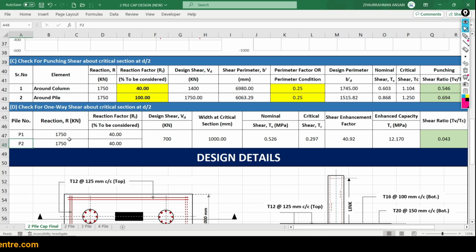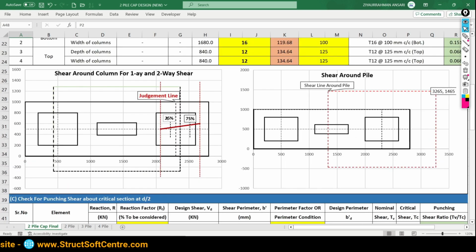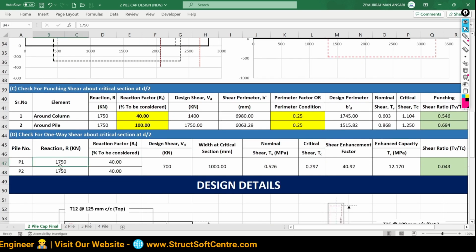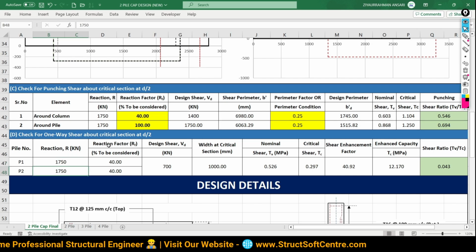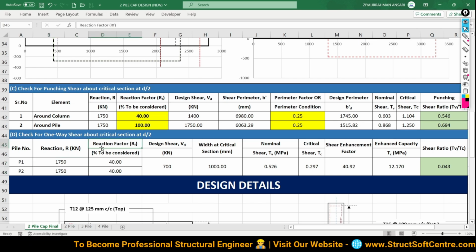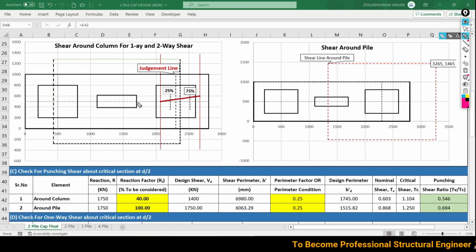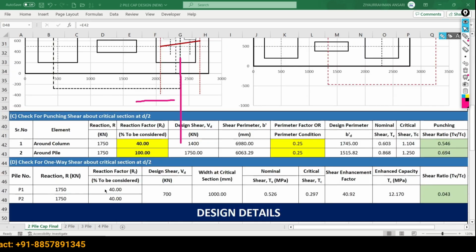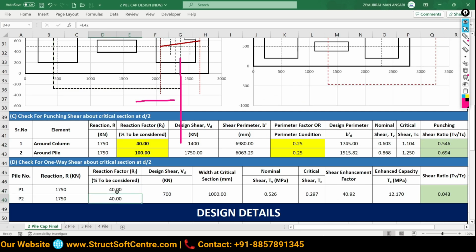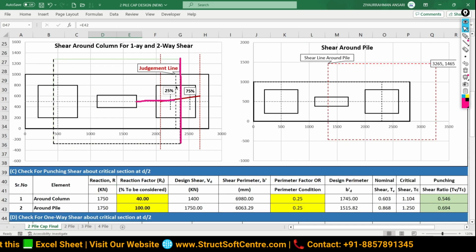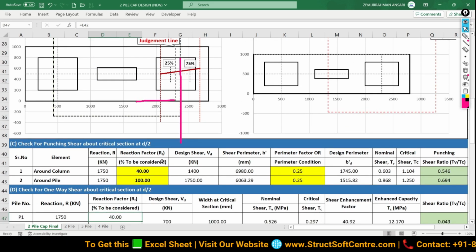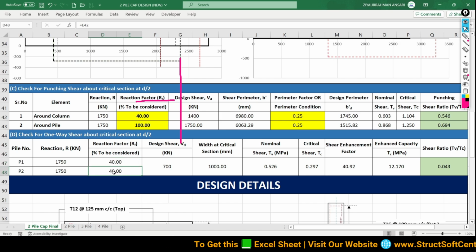Now next, the reaction. For P1 and P2, pile 1 and pile 2, both piles are carrying the same reaction, and this is the reaction factor percentage to be considered. Again, at a distance of d by 2 from the face of the column, the same section will come, so the percentage will also be the same. The sheet will automatically fetch the same percentage that you earlier selected, so you don't need to make the selection here, because it will always be similar to your punching shear check.